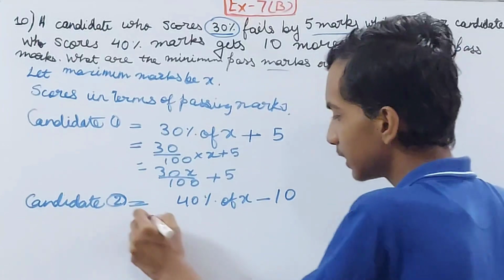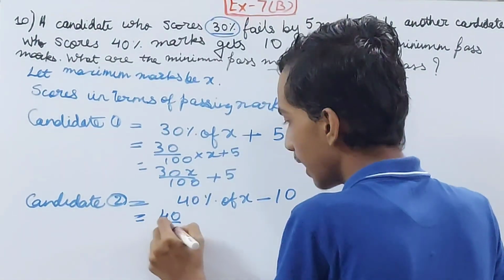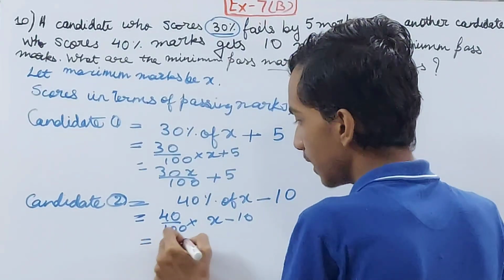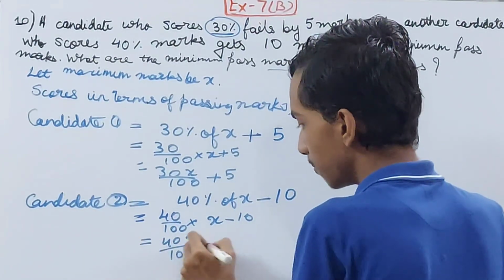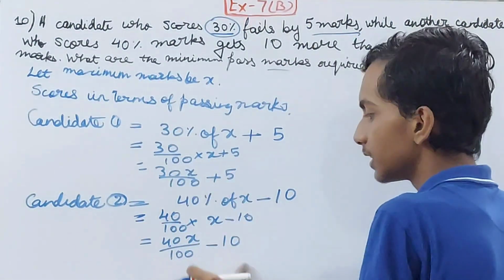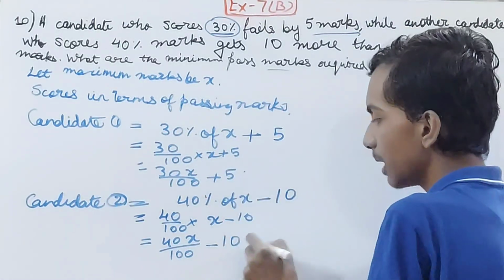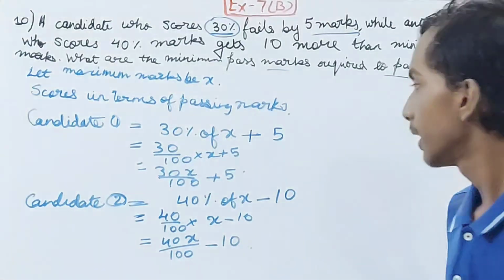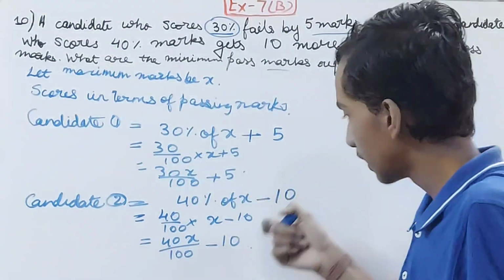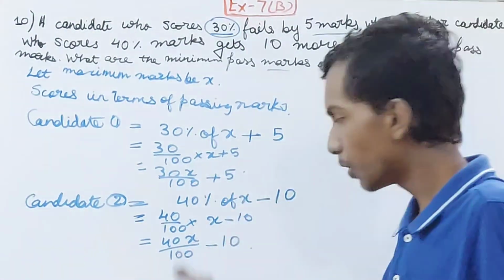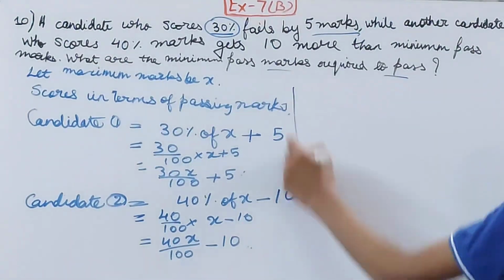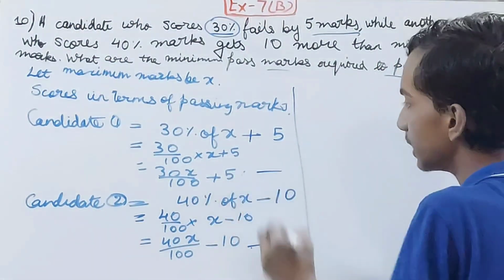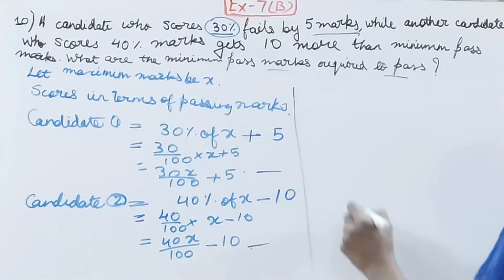So this you can simplify further. 40 by 100 into X minus 10, 40X by 100 minus 10. Both of these are representing passing marks only, the same quantity they are representing. This is also representing passing marks, this is also representing the passing marks. What will this give us now? Let's see. Passing marks are equal, this is equal to this. You can put this in an equation.